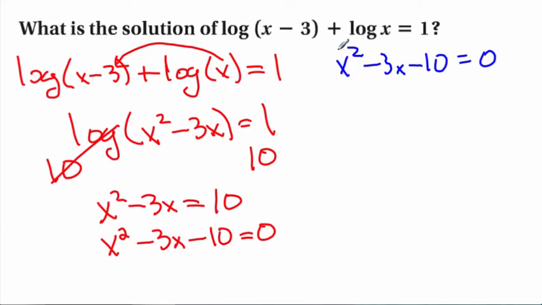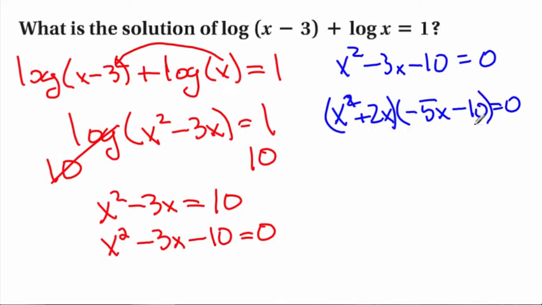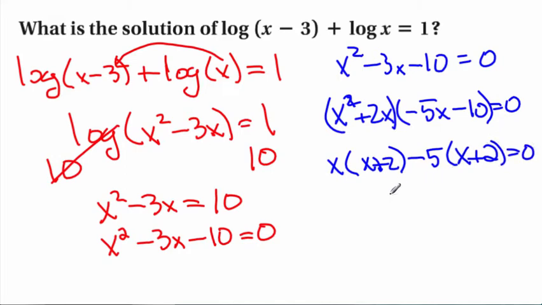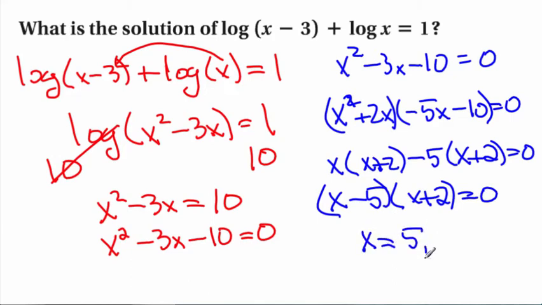I need factors of 10 that are going to get me 3, and those are 2 and 5. So I'll have x squared plus 2x minus 5x minus 10. Throwing in my grouping symbols, I get x times (x plus 2) minus 5 times (x plus 2). Then I have (x minus 5) times (x plus 2). So x can be 5 or negative 2.